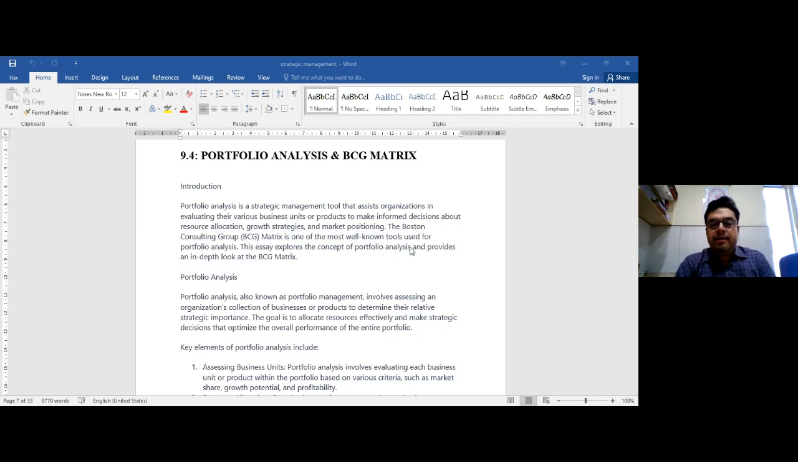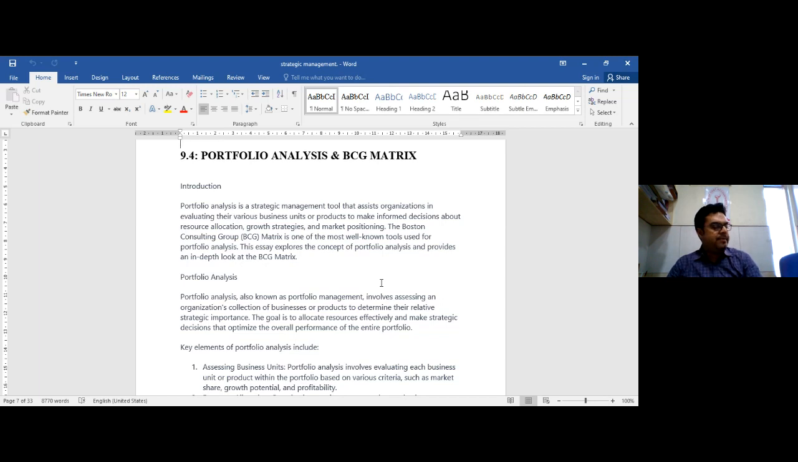Okay, so very good morning. And today we begin the next content that we have for our presentation and for our discussion in the area of strategic management. The area is portfolio analysis and BCG matrix. So we will begin with this area first, portfolio analysis and BCG matrix.